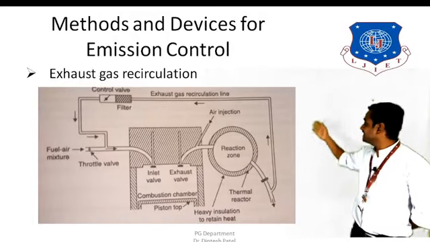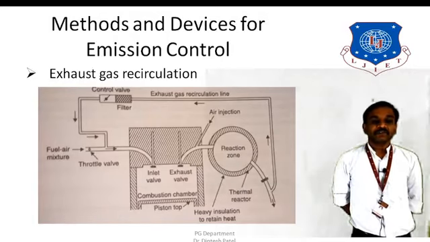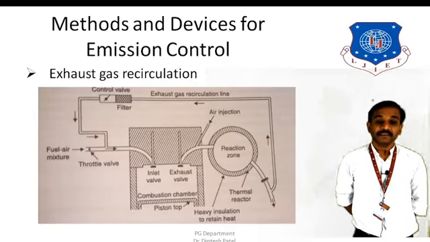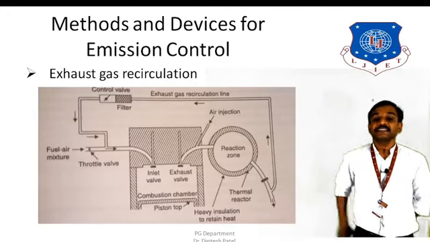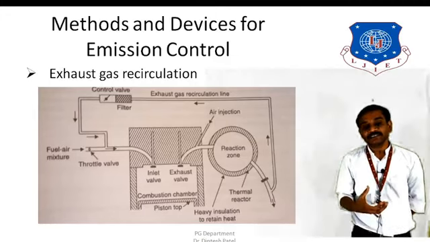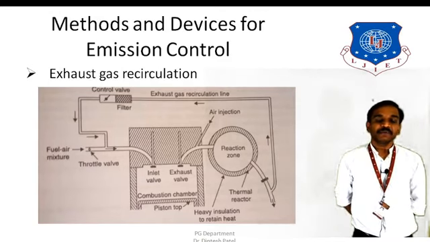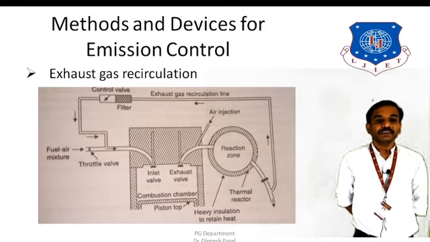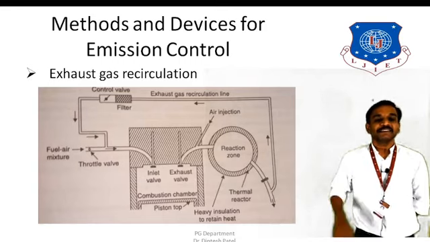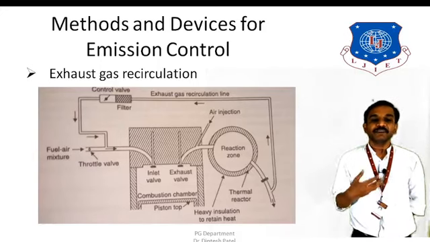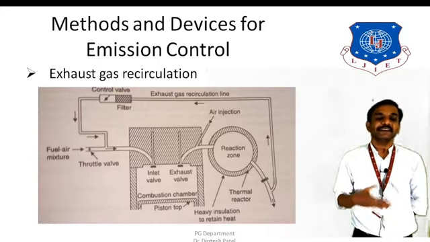As you can see in this diagram, the exhaust gases which come out of the engine are taken into the reaction zone or the thermal reactor, where the reactions take place, and then a certain amount of these gases is bled from the exhaust line and supplied into the intake manifold through the EGR control valve. So the EGR control valve basically controls the amount of gases introduced into the inlet manifold.